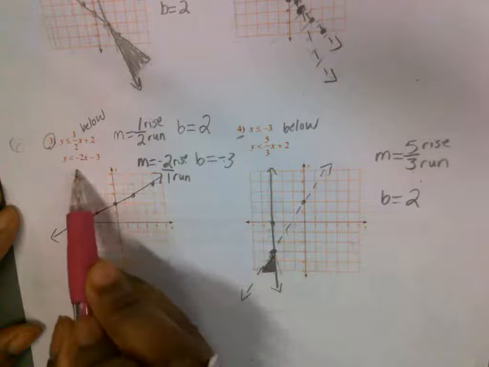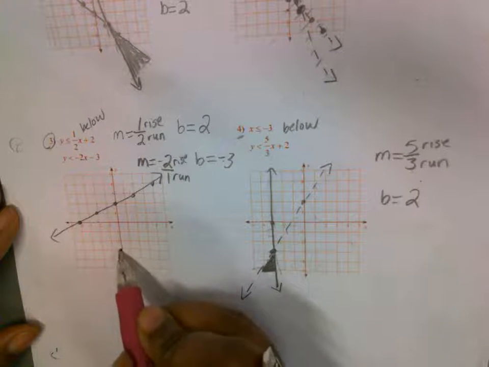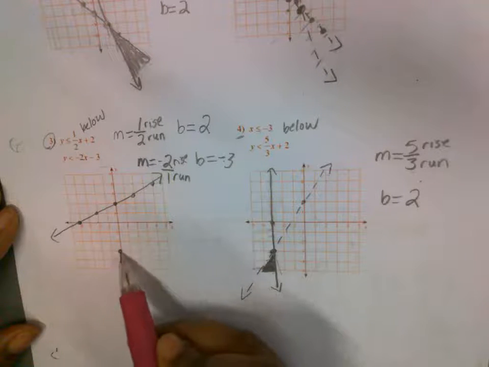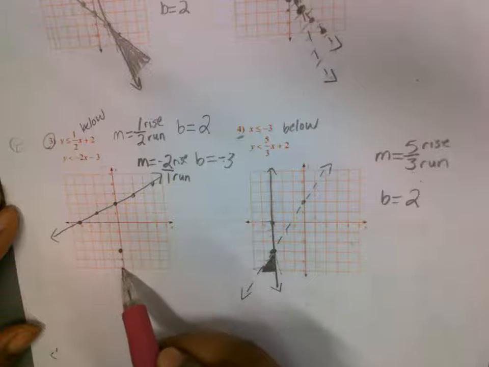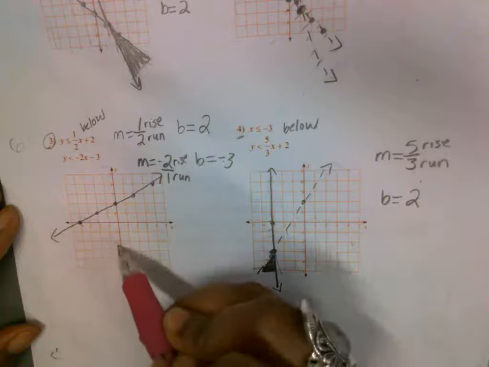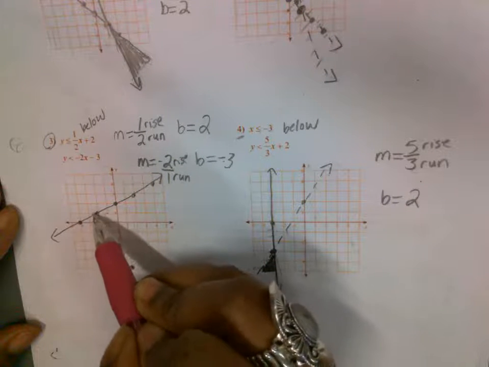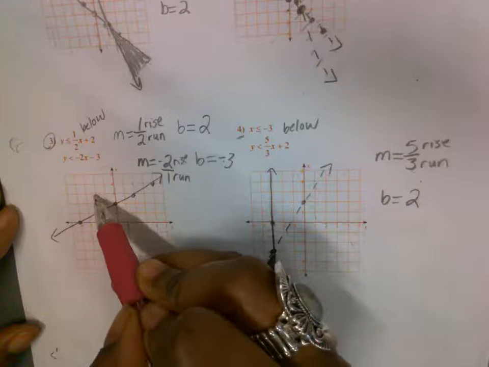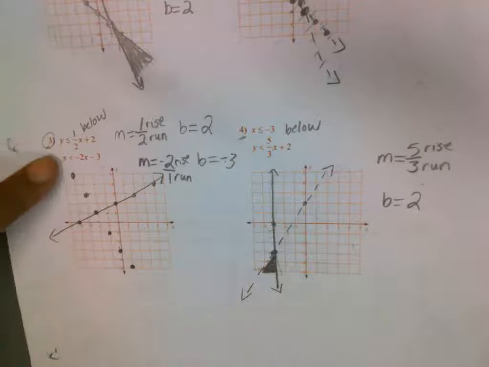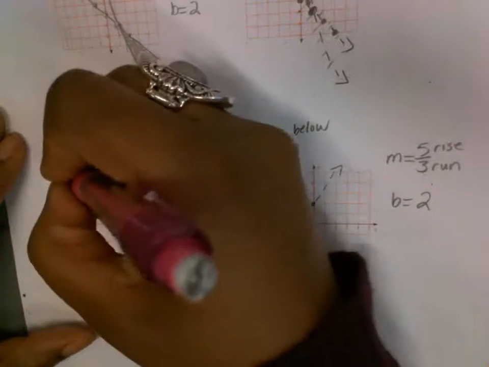The second equation or inequality, find -3 on the y-axis. This is a -2, so go down 2 and to the right 1. Points in the opposite direction, up 2, left 1. This is a dash line because there's no equal to in this inequality. So do a dash line.